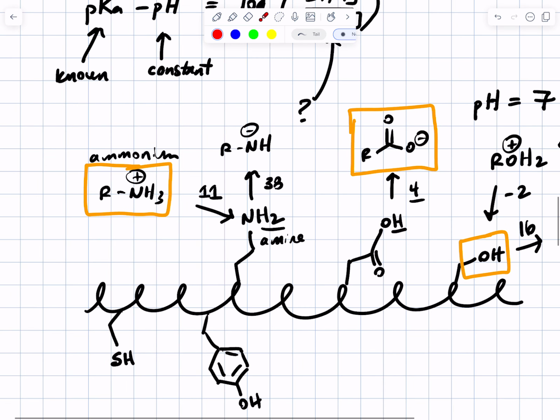All right, let me just be really clear. I'm going to look up whatever group I think can either gain or lose a proton on the pKa table. I might not find it, but I'm going to look for it. For example, for this amine, I would find not only that this amine has a pKa of 38 to lose a proton, but I would also find the conjugate acid of this amine, this ammonium ion, with a pKa of 11. So use the pKa table to help you realize what's important.